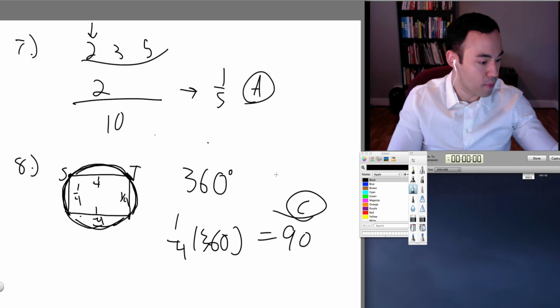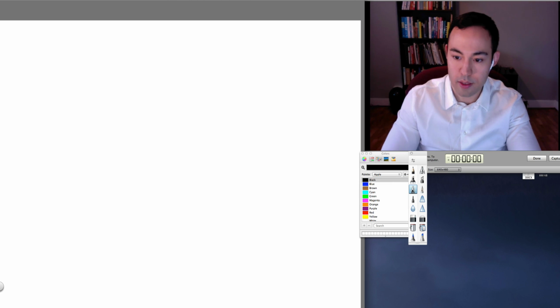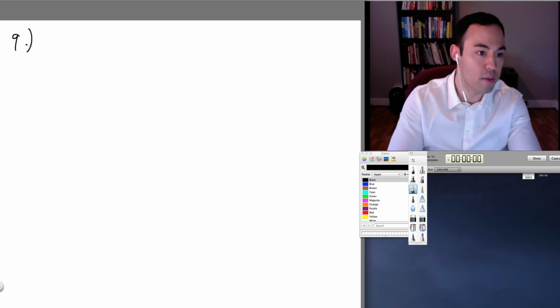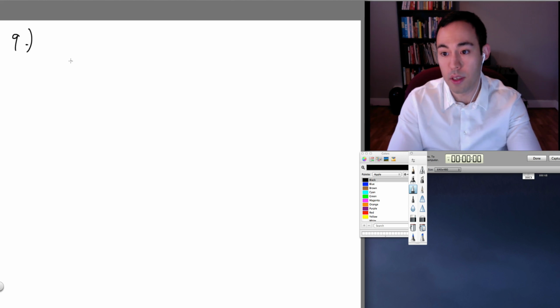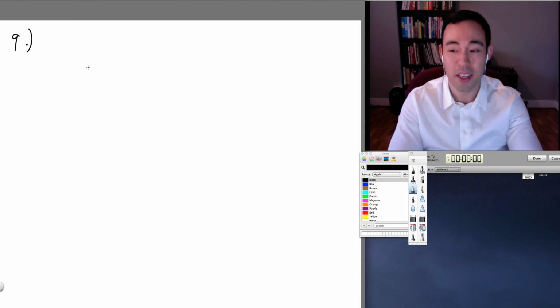Number 9. Notice that the SAT likes to do a little bit of testing of set notation and set logic. So P and Q are 2 sets of numbers. A set's just a collection of stuff. Right? You could have a set of all the socks in your drawers. And you can ask how many of the socks in your drawers are pink.